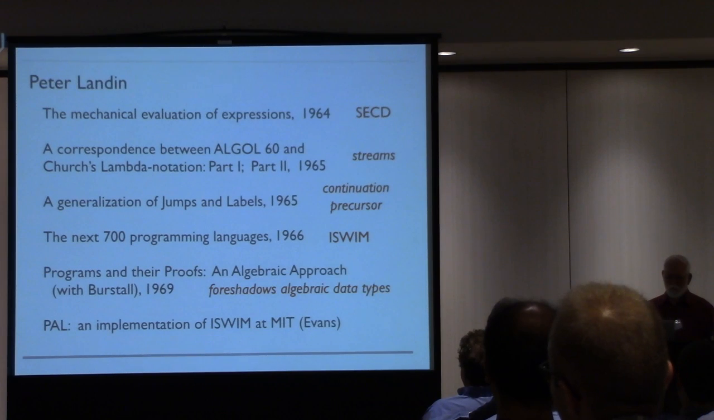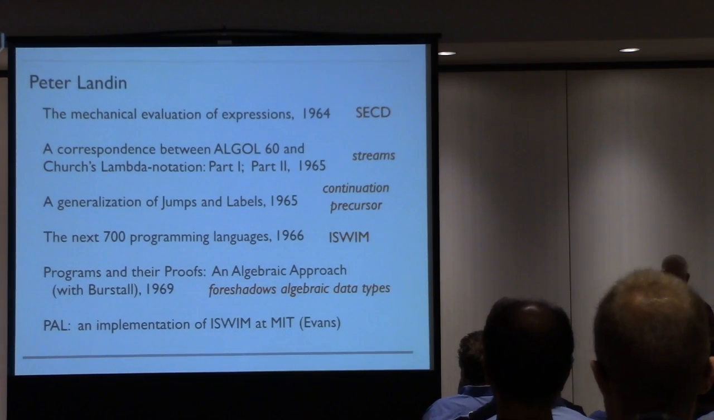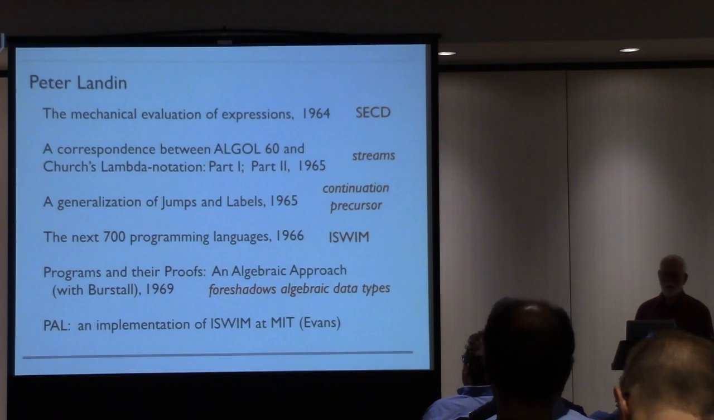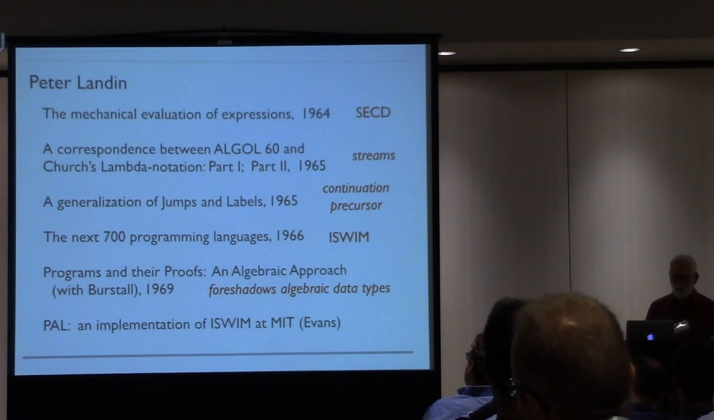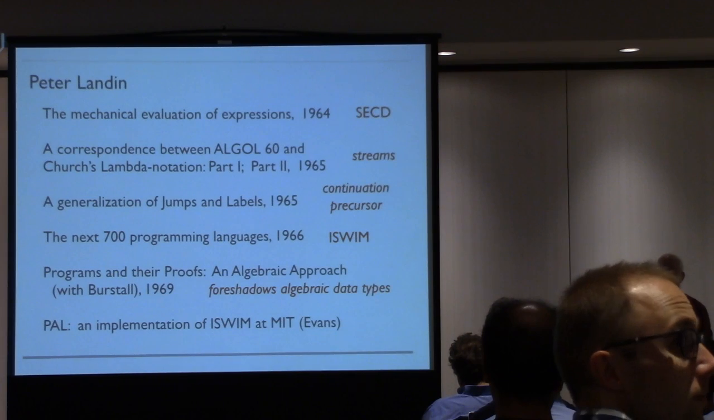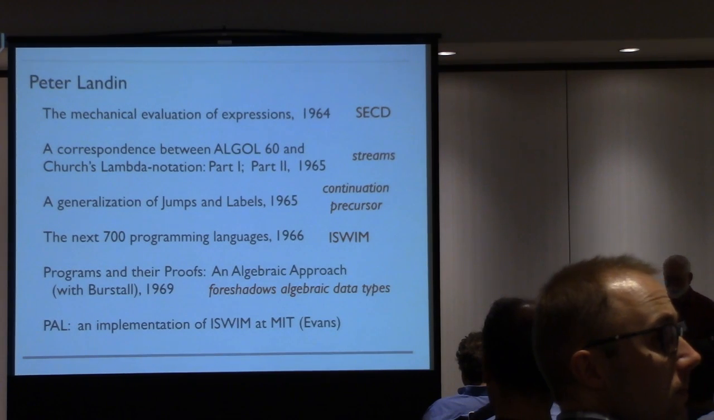Then he wrote in 1969 a paper on programs and their proofs, an algebraic approach, with Rod Burstall. And this foreshadows the notion of algebraic data types. There was a kind of proto-algebraic data type in Landin's papers, like the ISWIM paper, but it was an extra-linguistic notation or style for describing data structures. It wasn't actually part of the language.